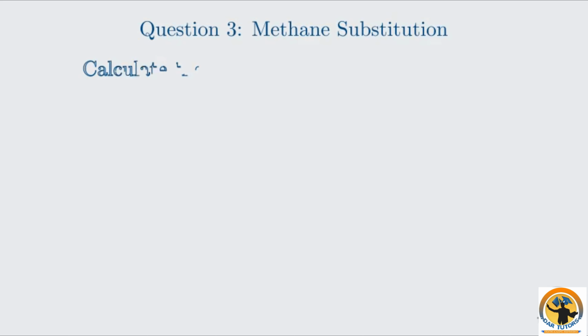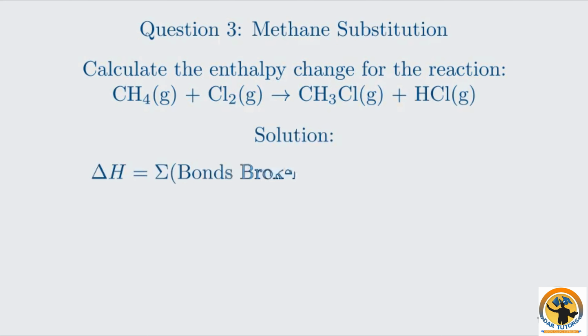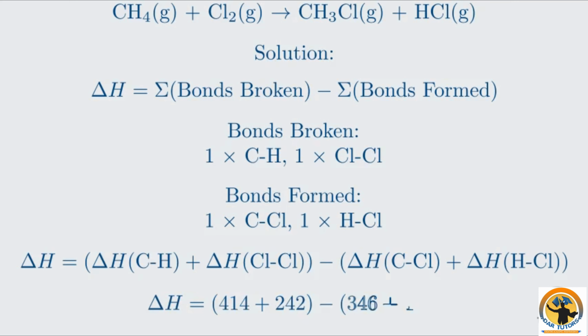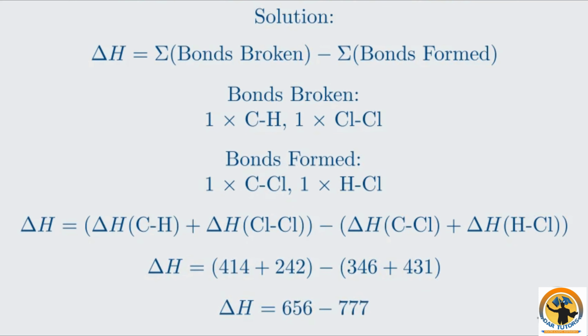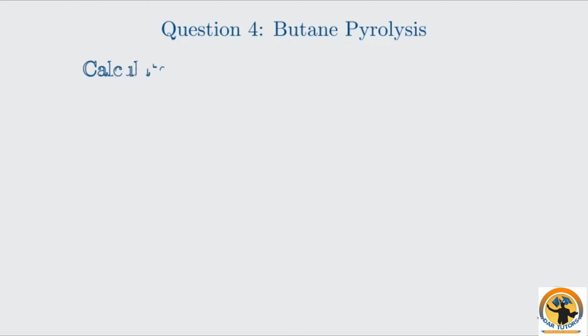Question 3 asks for the enthalpy change of a substitution reaction between methane and chlorine. Analyzing the bonds, we see that one C-H bond and one Cl-Cl bond are broken. They are replaced by a new C-Cl bond and a new H-Cl bond. Using our bond enthalpy formula, we find the total energy absorbed is 656 kJ, and the total energy released is 727 kJ. The enthalpy change is 656 minus 777, which gives us 121 kJ per mole. This reaction is exothermic.